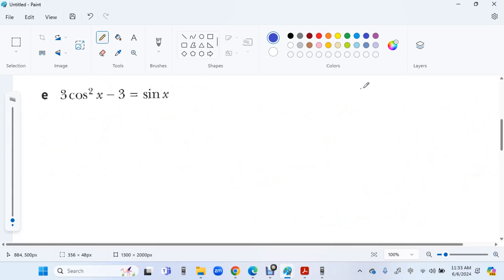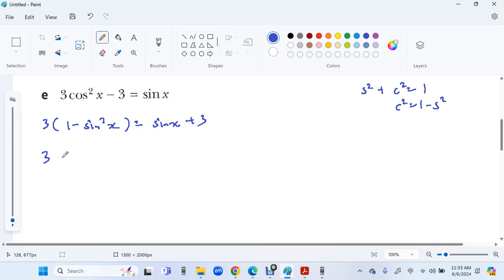So E is similar to the D there. So we know that sine square plus cos square is 1, then cos square is 1 minus sine square. So 3 times 1 minus sine square x equal to sine x plus 3. Then we have 3 minus 3 sine square x equal to sine x plus 3. So all move to the other side. And 3 minus 3 cancel.